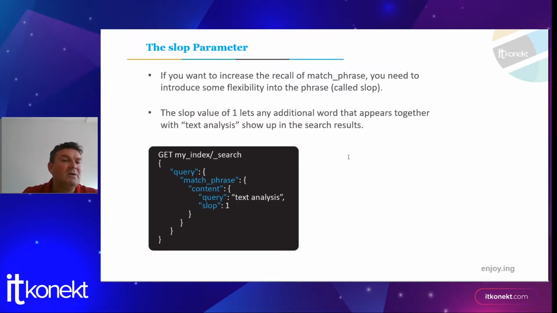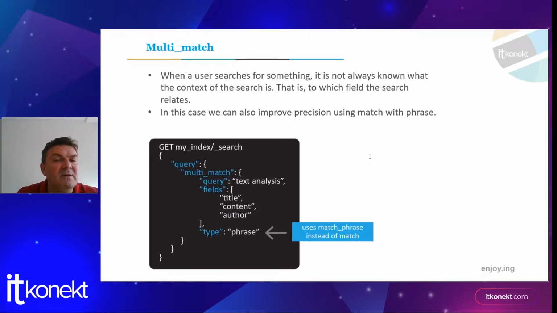If you want to increase the recall of match phrase, you have to introduce some flexibility into the phrase. It is a parameter called slop. In our example, the slop value of 1 lets any additional word that appears together with text analysis show up in the search result. And results will include phrases with intervening terms.